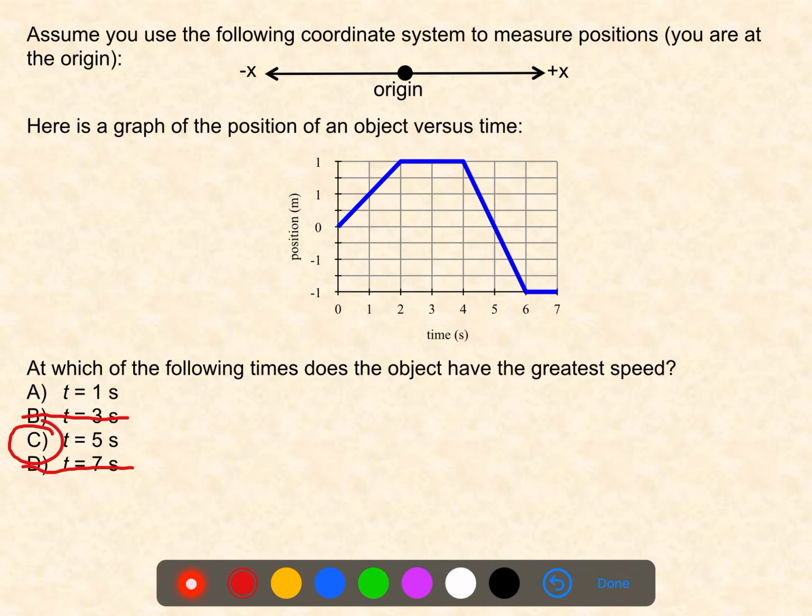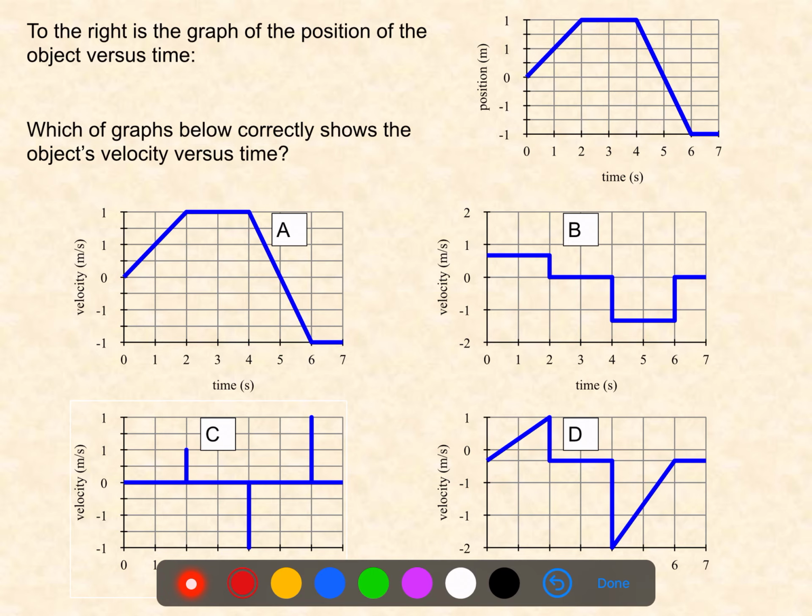Okay, so let's take that position versus time graph for this particular example, and let's go a step further with it. So given this same position versus time graph that you saw on the previous slide, we're now going to ask the question, how would we depict that motion in a velocity versus time graph? Okay, so go ahead and pause if you would like, think about it, see if you can figure out the correct answer.